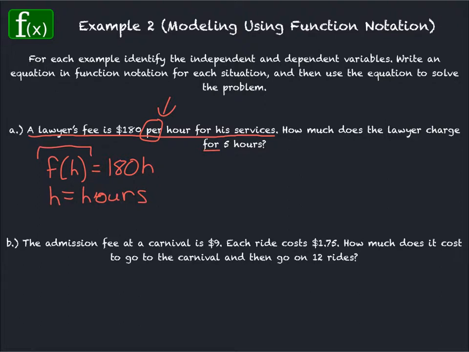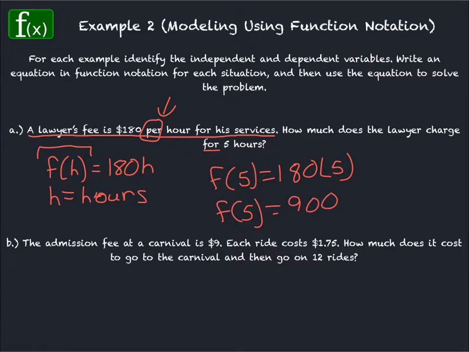All right, now let's go ahead and plug in 5. What we would do is put 5 anywhere we see an h. So it would be f of 5 equals 180 times 5. And that would give you the total charge for working with this lawyer for 5 hours, which would be $900.